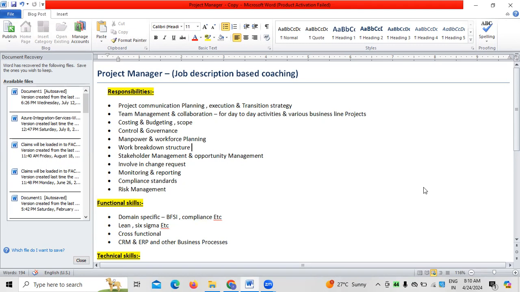So we'll be involved in change requests, etc. At the same time, monitoring and reporting, dealing with different compliance standards, and risk management. So these are the responsibilities we need to render.